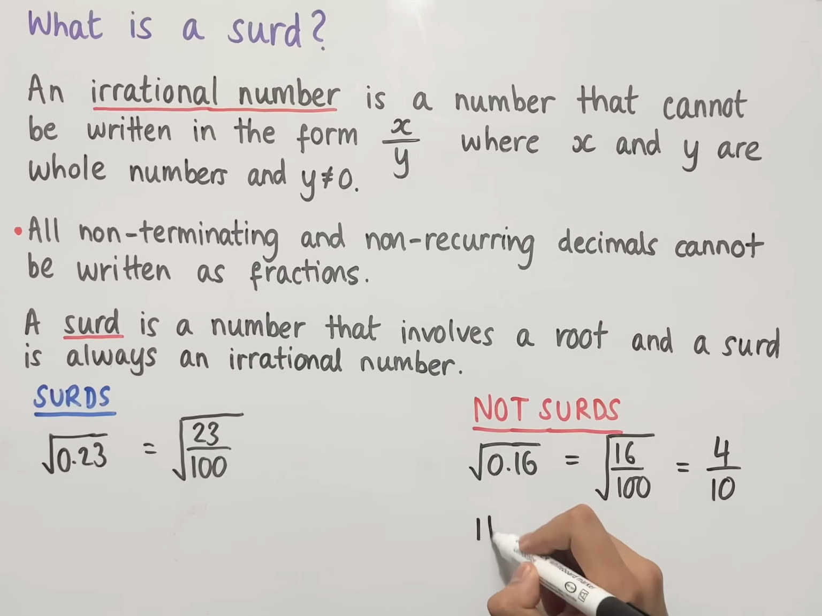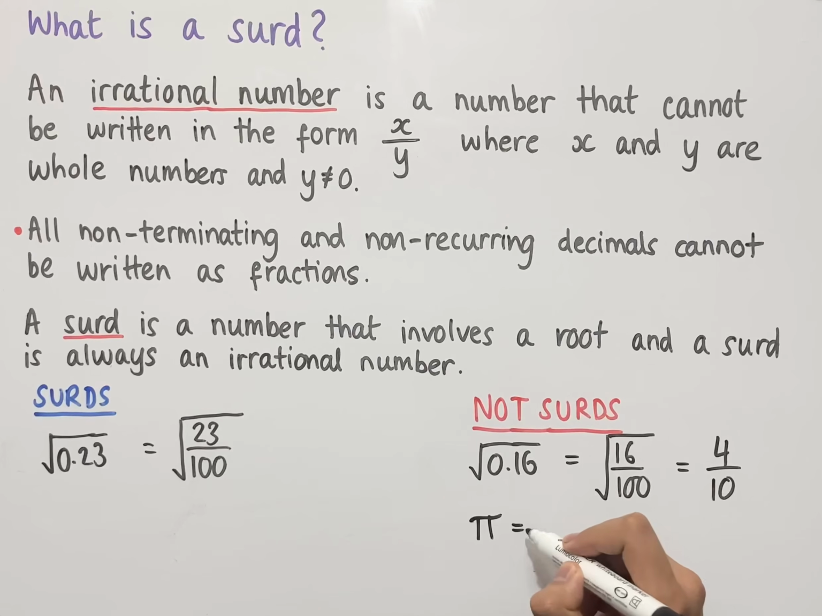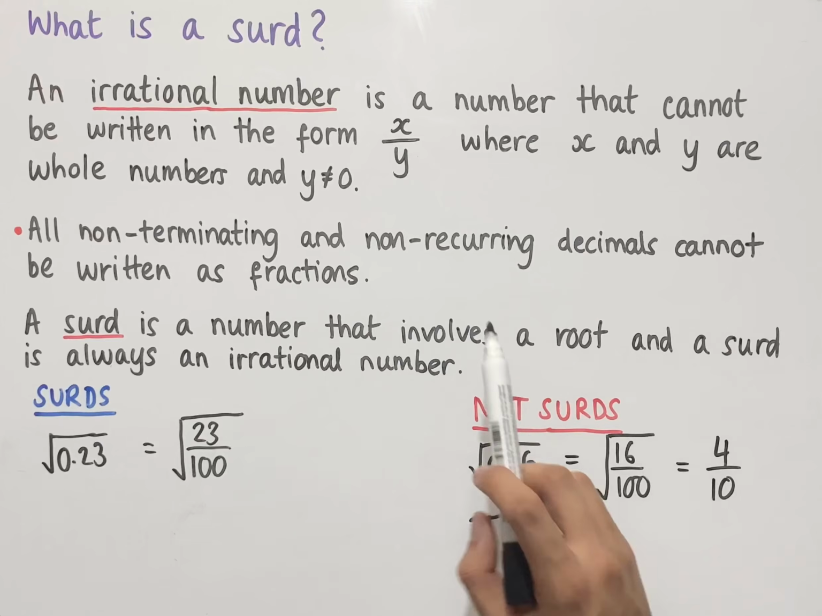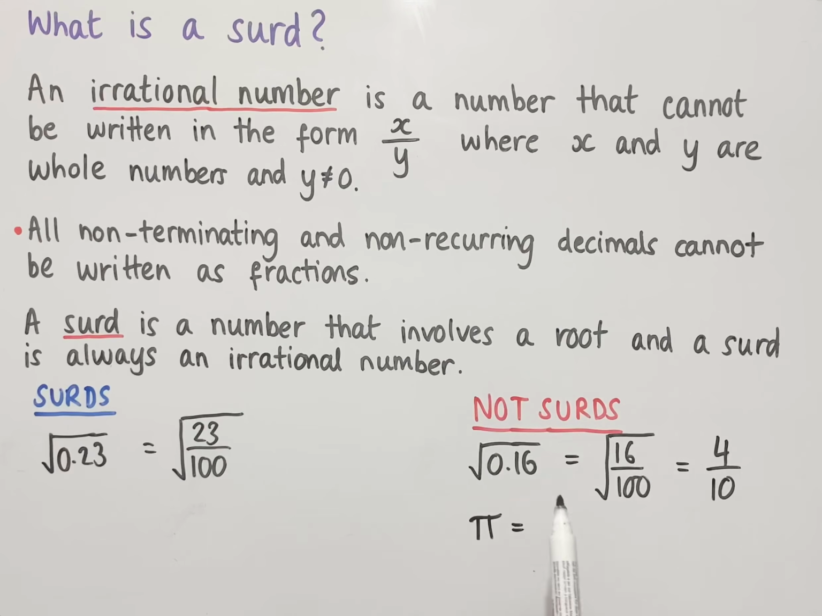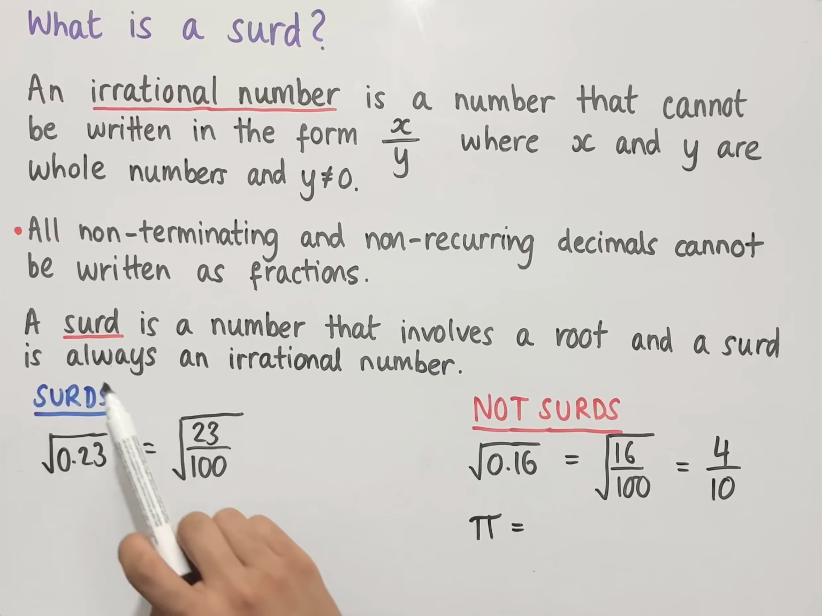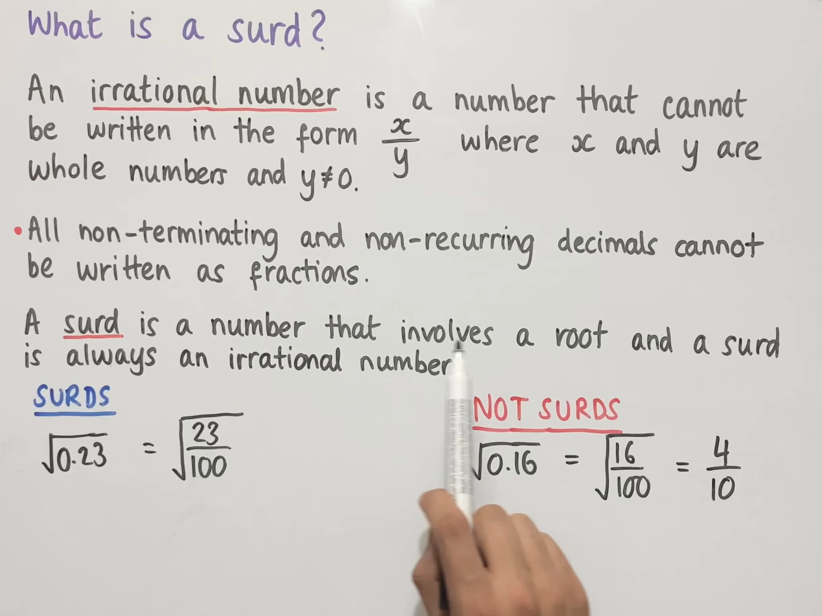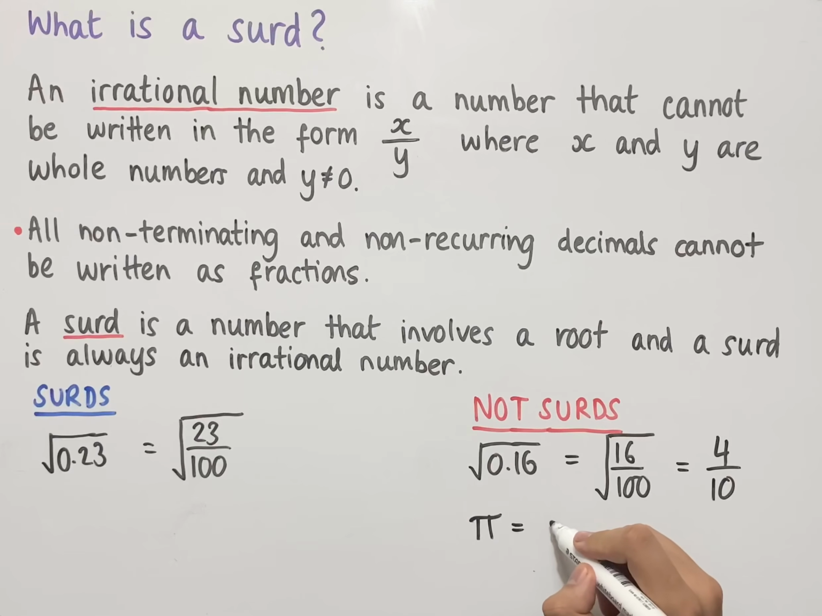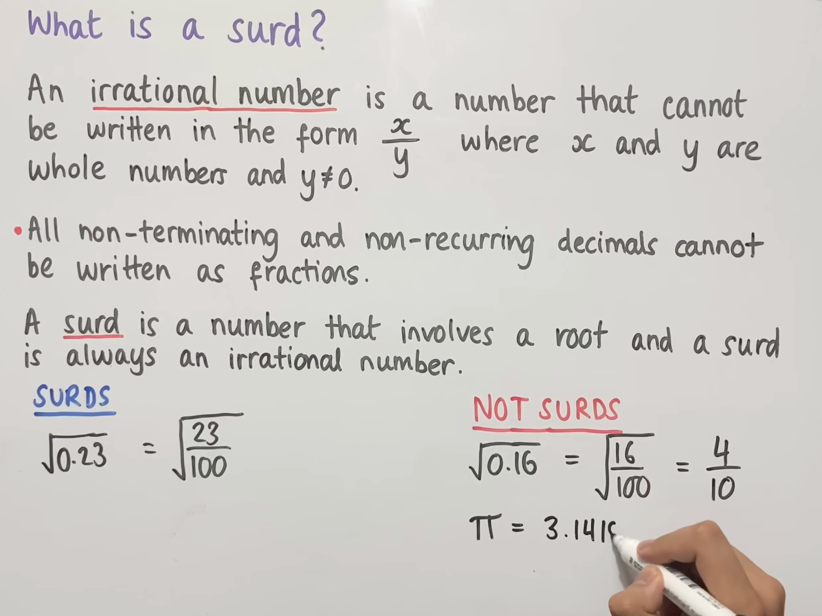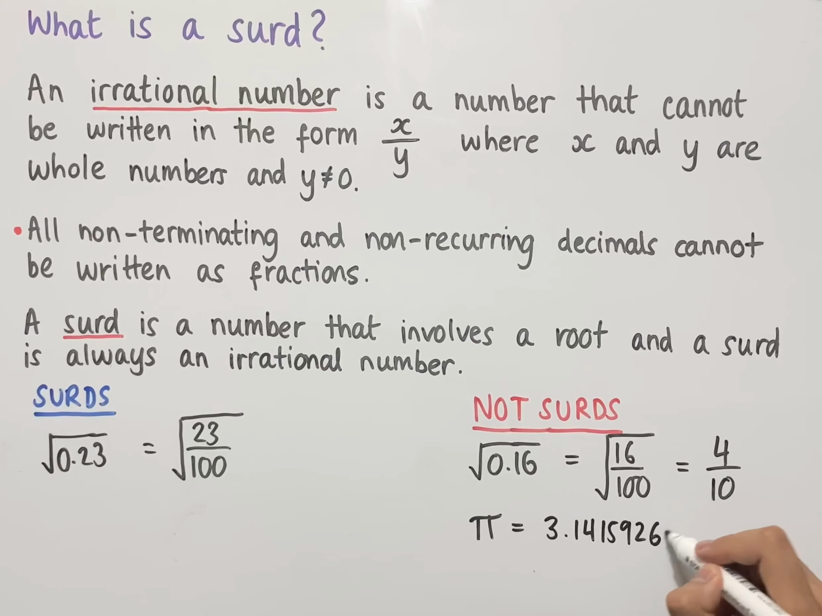Other numbers that are not surds are pi, for instance, which is an example of a non-terminating and non-recurring decimal, and so it cannot be written as a fraction. However, the definition of a surd is that it's a number that involves a root, and pi does not involve any roots. So if we were to write pi in decimal form, we would write it as 3.141592654, and so on. And we see that this is an example of a non-terminating, non-recurring decimal. So it can't be written as a fraction, but again, a surd always involves a root, and there are no roots involved here.